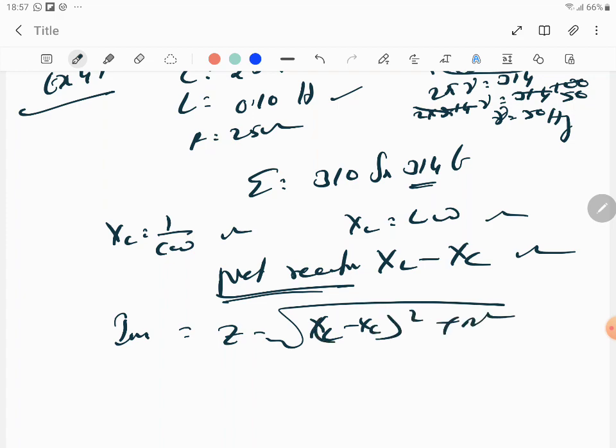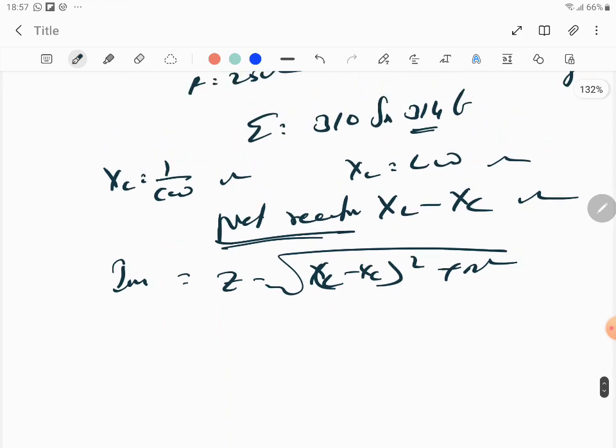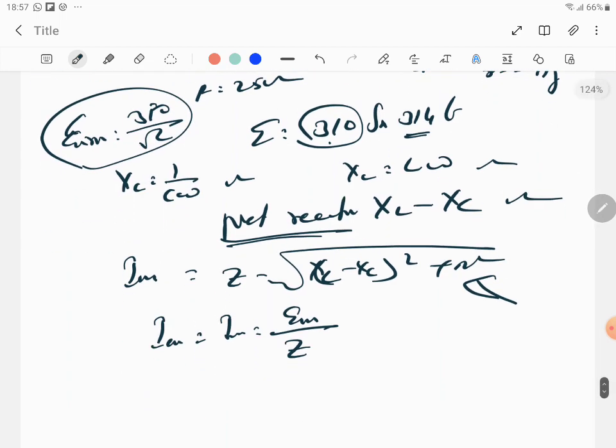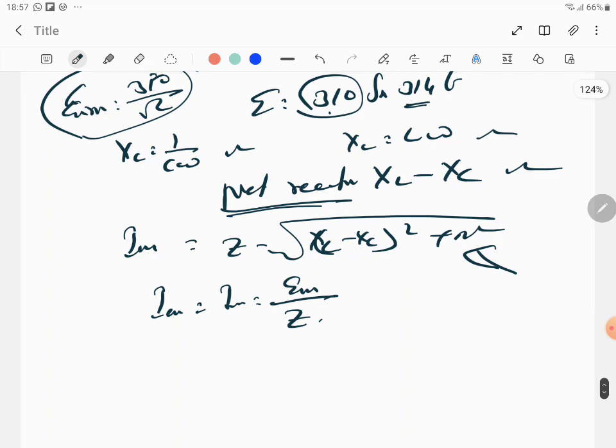What is the current in the circuit? Effective current, when they ask you current, is nothing but IRMS. IRMS is equal to ERMS by Z. You found the Z value. ERMS is not given, this is E naught. So ERMS is equal to E naught by root 2, 310 by root 2. That is the value that you need to plug in here with the Z plugged in, and you'll get the answer.